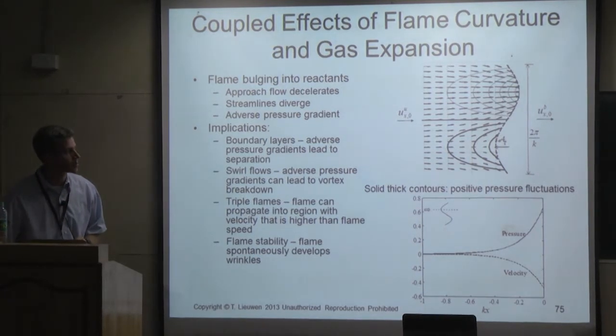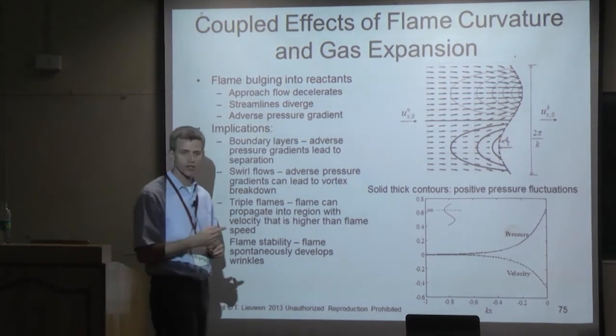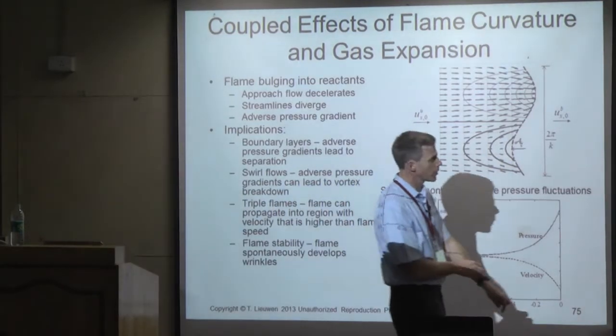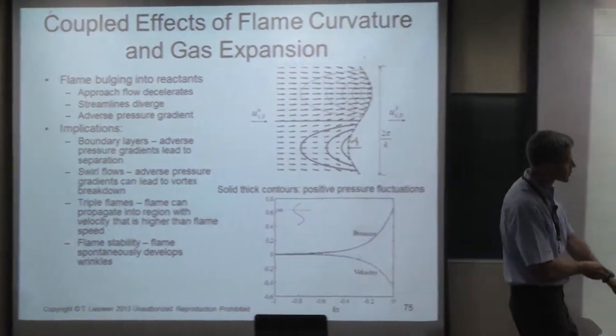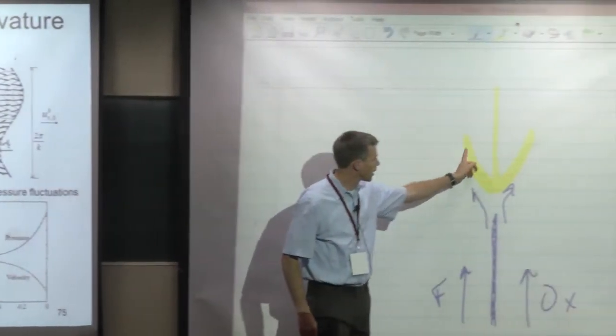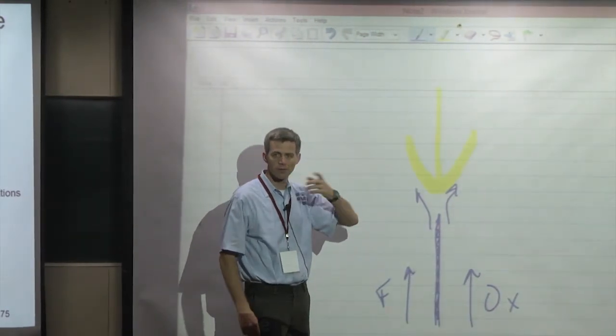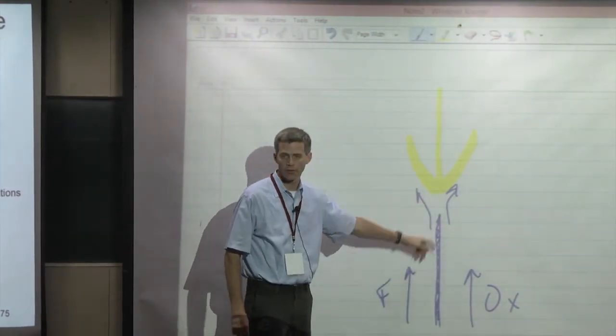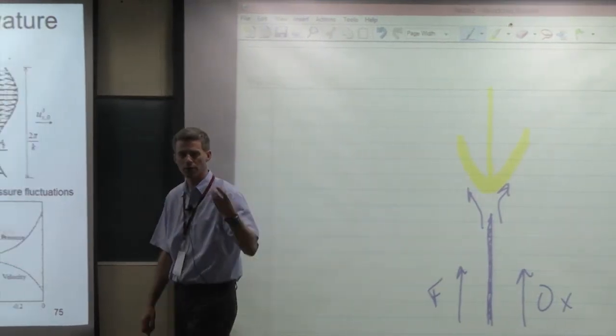Scalar dissipation rate is too high, so it extinguishes. Otherwise, yeah. If the flame had infinitely fast chemistry, it would sit on the splitter plate, and you wouldn't have the triple flame, right? But the scalar dissipation rate is enormous right there, and so it always lifts a little bit. You get some premixing.